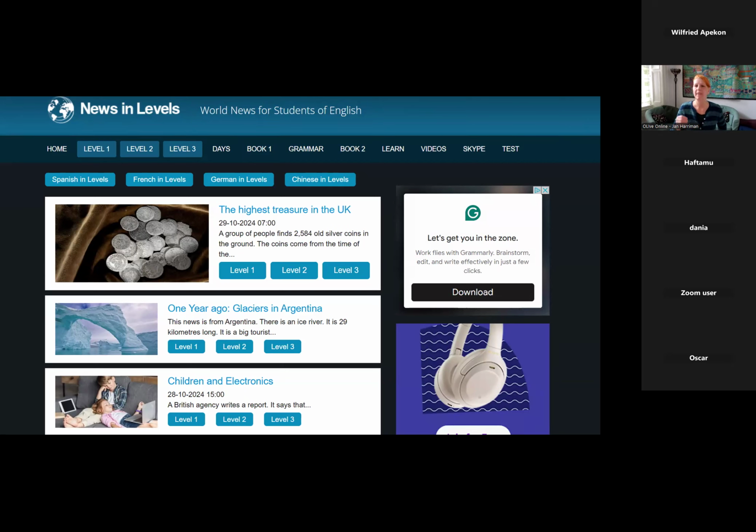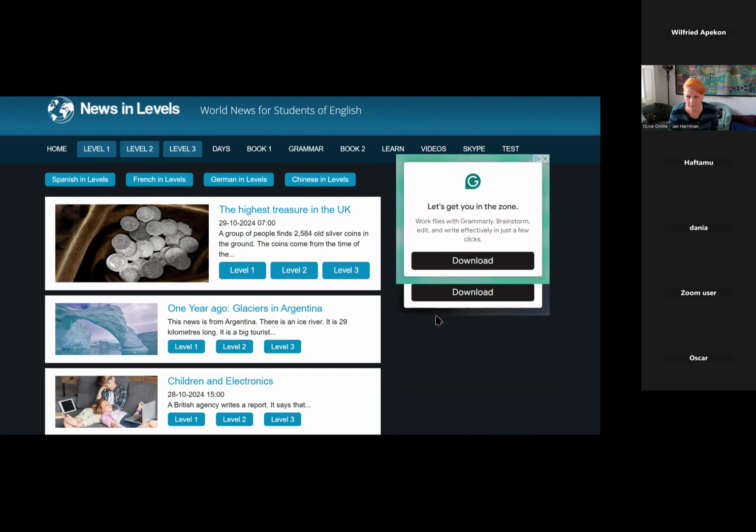So there's that. This one is also available as an app. You can read an article at 3 levels of grammar. Now, yes, I'm going to give you some grammar exercises to go to as well. If you use this, you will be able to read 3 different levels of vocabulary and grammar. So, let's see. Let's look at the highest treasure in the UK. What does it mean that there are 3 levels?